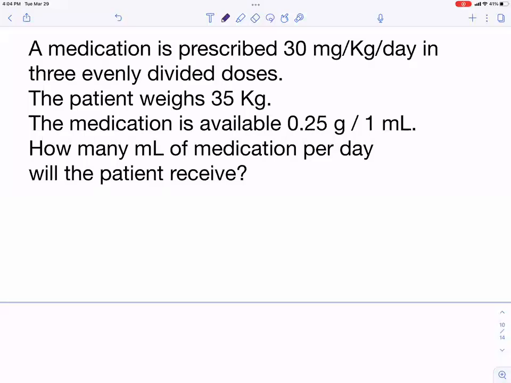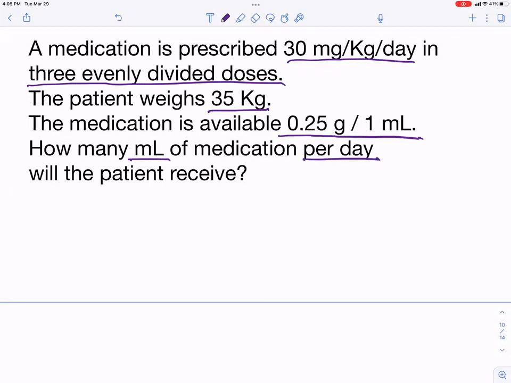All right, let's do one more. So what is my given? 30 milligrams per kilogram a day in 3 evenly divided doses. The patient weighs 35 kilograms. It's available in 0.25 grams in a milliliter. And they ask you very specifically, how many milliliters per day will the patient receive?